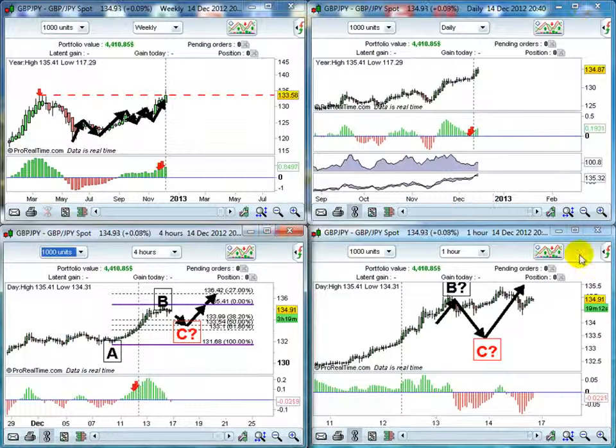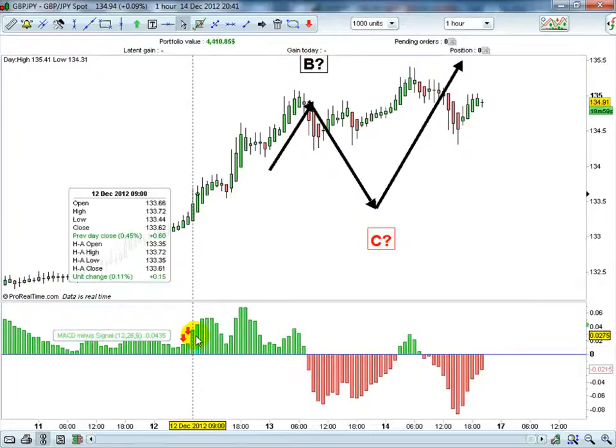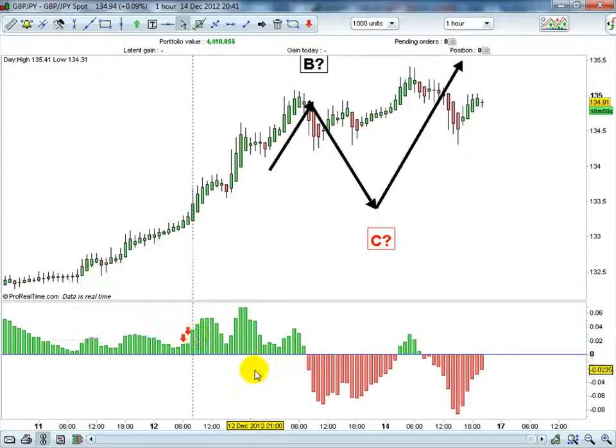No, we don't. We need one more chart, the hourly chart. There we go. And we can see here too, histogram bar, higher histogram bar. So by the time we get to right here, 8 a.m. on the 12th, we've got the 3M reading, which is bullish. Bullish histogram slope readings on each of the daily, 4-hour and 1-hour charts.